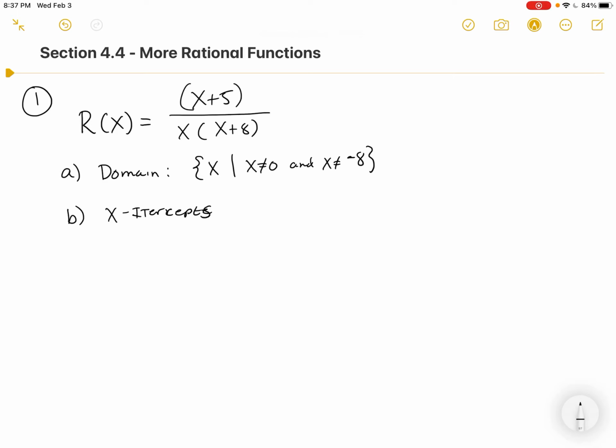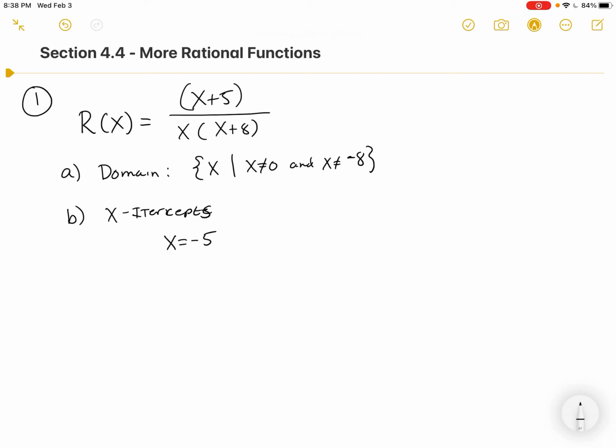Sorry to pause there. Well, X-intercepts are where the top is 0. And so the X-intercept is just the one, x equals -5. So it's going to cross the x-axis at x equals -5. Now, I said something there, but I don't necessarily know. Is it going to cross or touch?